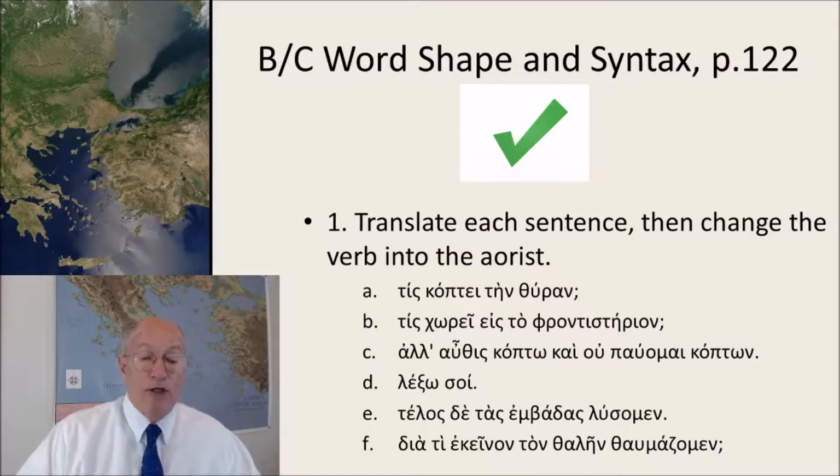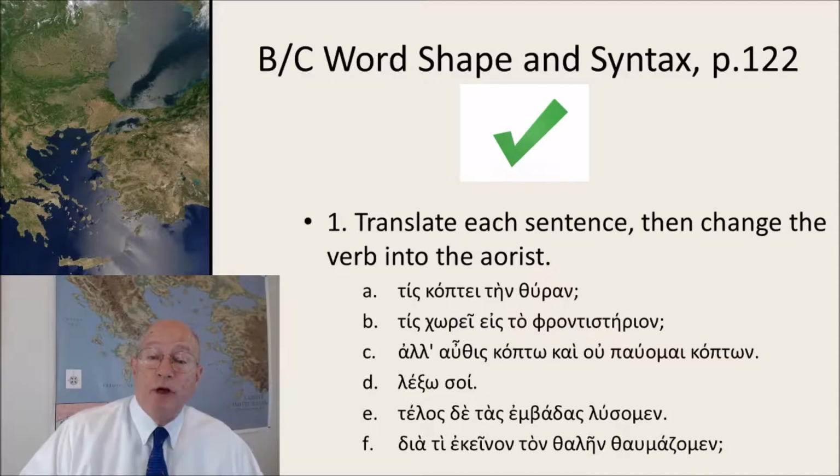And today I want to turn to page 122 of that book and do an exercise that is found on that page, exercise 1. Translate each sentence, then change the verb into the aorist tense. And the first sentence is tis kopte tain thuron. And it's a question.